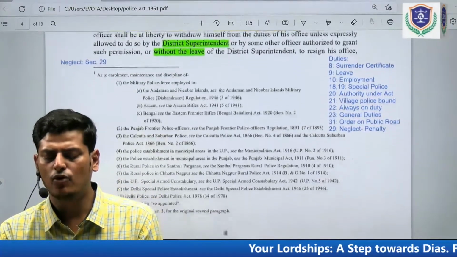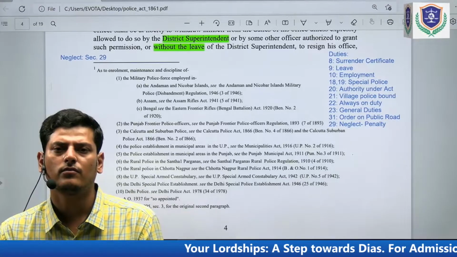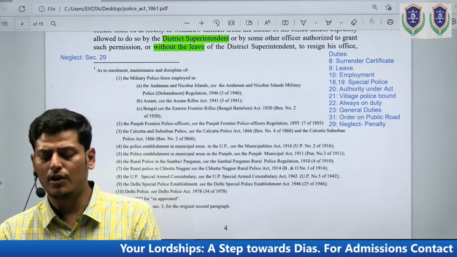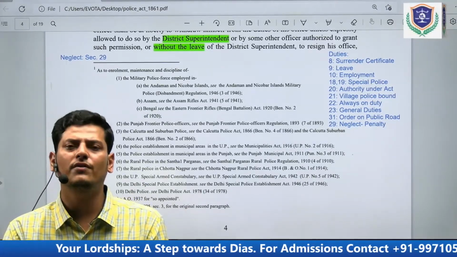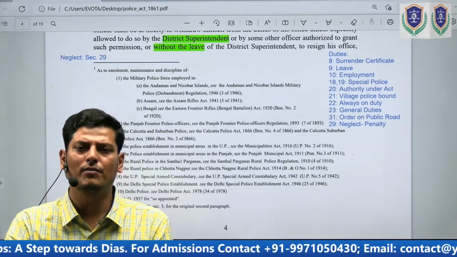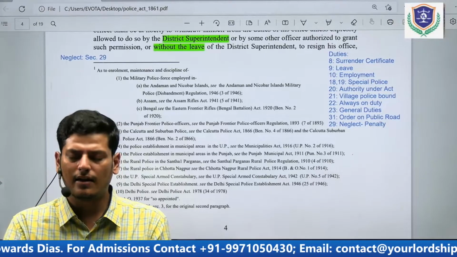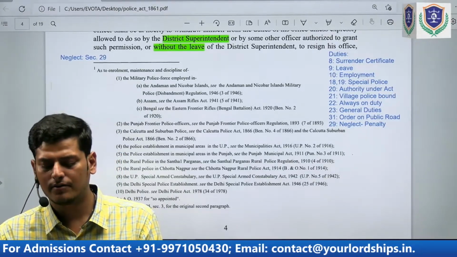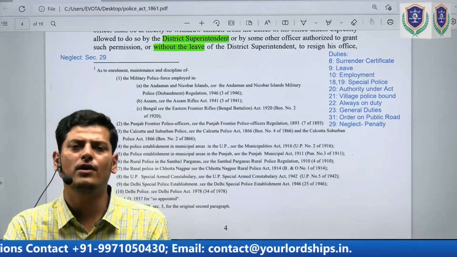Then village bound police. In the village, police is also bound by the duty. When the village police is formally enrolled, it will be treated as a police officer. Then they are also duty bound under the act. Police officer is always on duty, section 22.